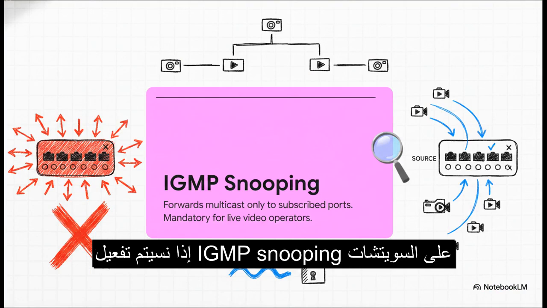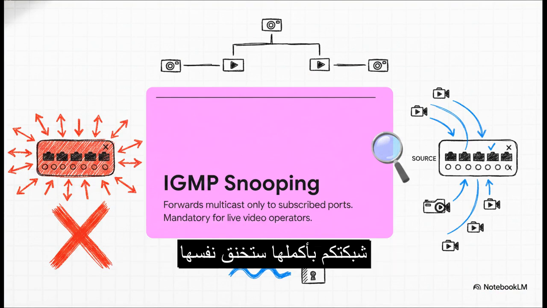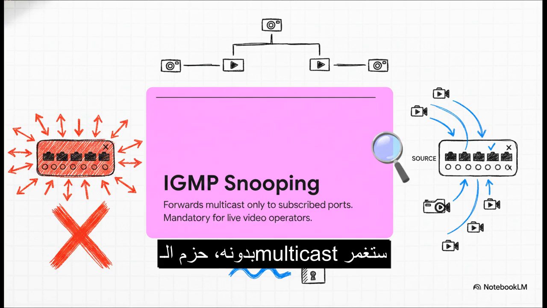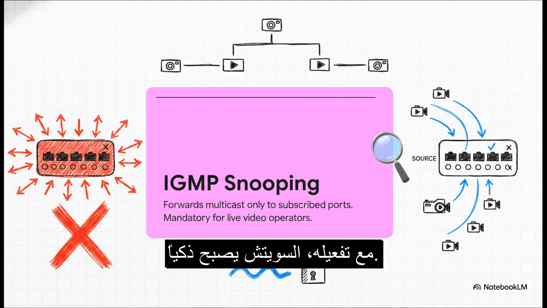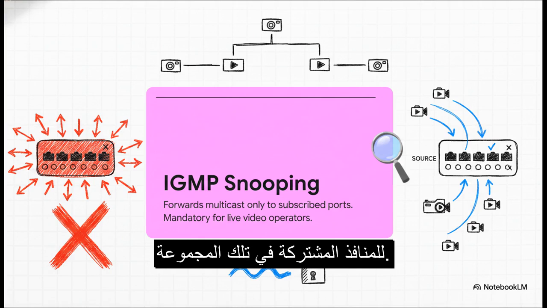Listen, if you forget to enable IGMP snooping on switches that handle multicast video to multiple operators, your entire network is basically going to choke itself to death, literally. Without it, those multicast packets will just flood every single port on the switch like a broken pipe. But with it enabled, the switch gets smart. It intelligently forwards the video streams only to the specific ports that actually subscribe to that group.